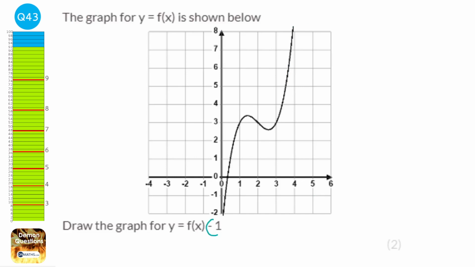We've got to subtract 1 outside the function, so all that means is we move the graph down 1. So instead of here, it's going to be down 1. Instead of here, it's going to be down 1. This bottom bit here will be somewhere down there, and everything will be down 1. It's not that easy to sketch, but we'll try our best. We want to draw exactly the same graph, just down 1.